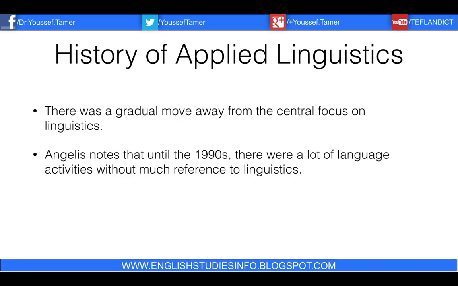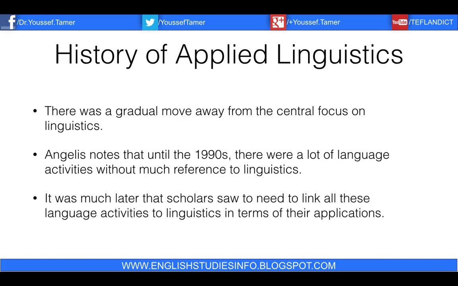Angelus notes that until the 1990s, there were a lot of language activities without much reference to linguistics. It doesn't mean it disappeared totally, but there isn't a big reference to linguistics. It was much later that scholars saw the need to link all these language activities to linguistics in terms of their applications.